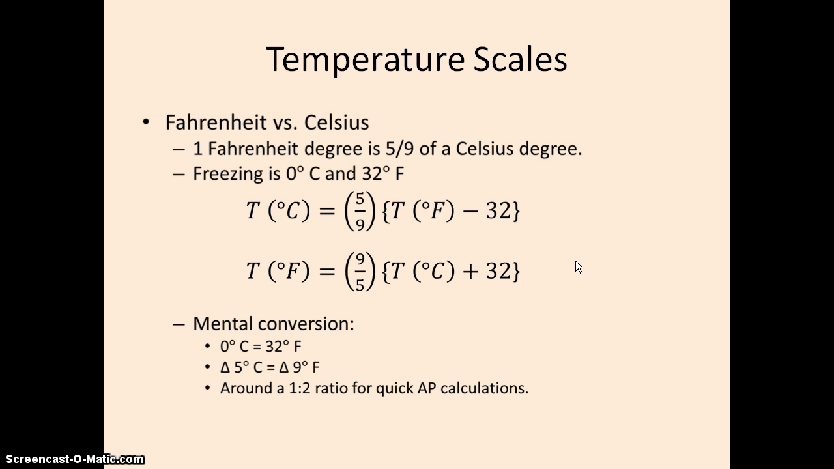If you want to do some mental conversion, which we're able to do some estimates, if you're doing quick calculations on an AP exam, or you're driving near Canada and you want to know what they mean when they say that it's 2 degrees Celsius out, you need to remember that 0 degrees Celsius is 32 degrees Fahrenheit, and a change in 5 degrees Celsius is equal to a change in 9 degrees Fahrenheit. This is around a 1-to-2 ratio if you want to do quick AP calculations. A change in 1 degree Celsius is pretty equal to a change in 2 degrees Fahrenheit.